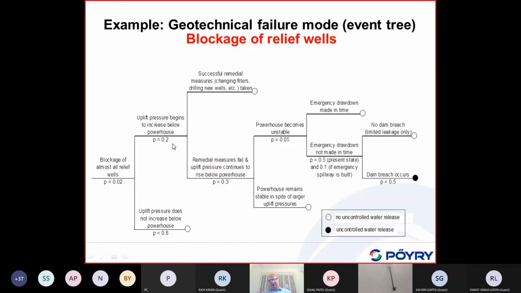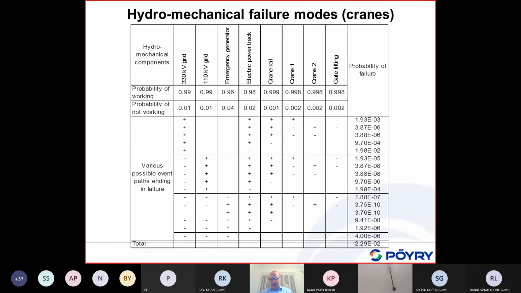But it shows the idea about different failure scenarios and the corresponding event trees. Similar event trees can be done for hydromechanical failure modes. What is given here is only the summary.